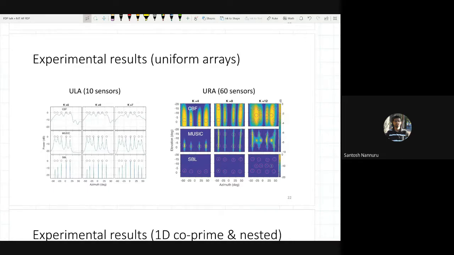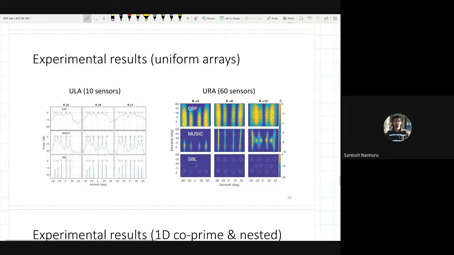So what are the results we got? These are uniform results, uniform sensors. I have 5, 6, and 7 sources. Each column here has a different number of sources. With 10 sensors, I can comfortably find 7 sources. On the left figure and the right figure, I have 60 sensors and I'm finding up to 12 sources. I can easily find them.